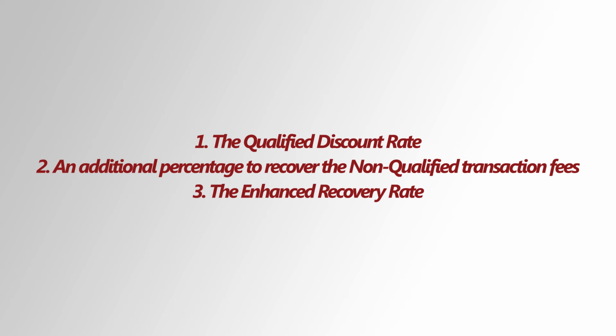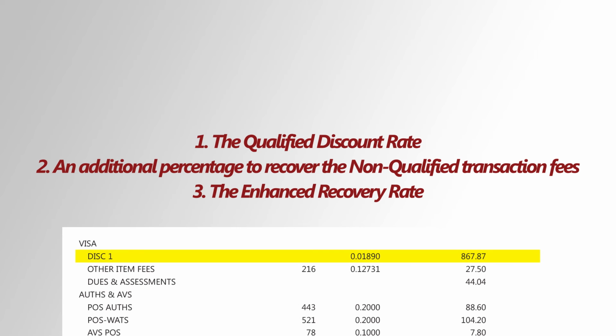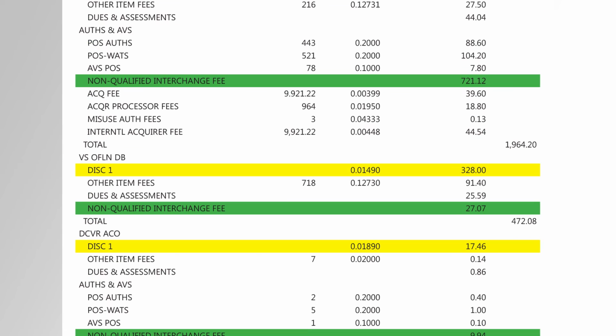For processing each non-qualified transaction, the merchant will be charged the qualified discount rate, an additional percentage to recover the non-qualified transaction fees billed on the processor by Visa, MasterCard, and Discover, and the enhanced recovery rate as indicated on the merchant application. Below is another example of how ERR looks on a merchant statement.